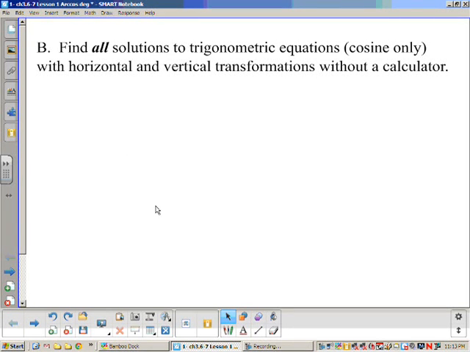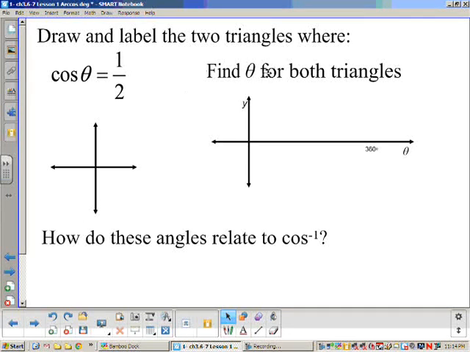Hello and welcome to our lesson on finding all solutions to trigonometric equations. We're only going to work with cosine in this lesson, but we're going to have horizontal and vertical transformations, and we will use trig exact values. Later we'll use values that require a calculator. So for instance, this should look fairly familiar.